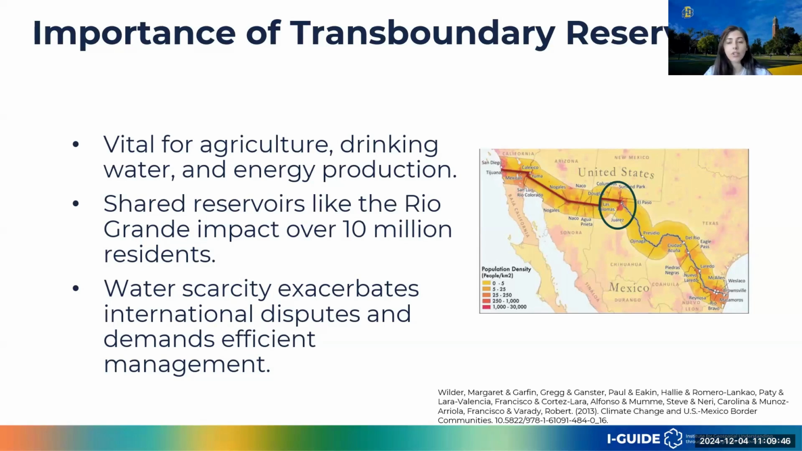Climate change, population growth, and changes in cropping systems and agriculture are making it worse to provide water for this region. As you can see in this map, the area of the Rio Grande Basin, which I have highlighted, has the highest population intensity and density among the communities and regions in the border.